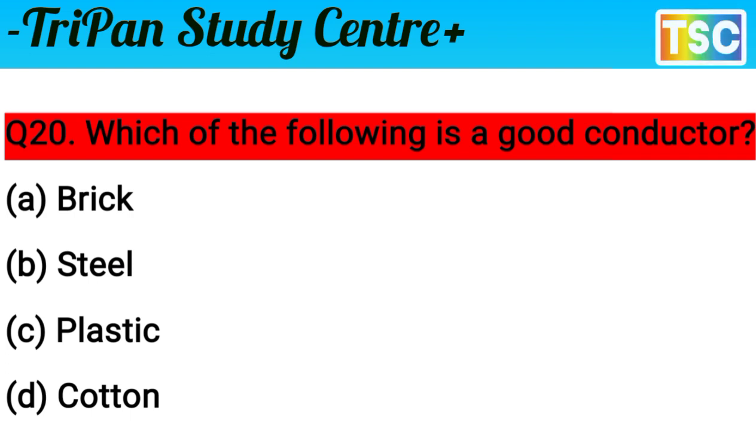Brick is made by soil, and plastic does not conduct electricity, and cotton also does not conduct electricity. It means steel is a good conductor of electricity. It means option B is correct. The steel is a good conductor of electricity. B option is correct here. And let's see the next question.